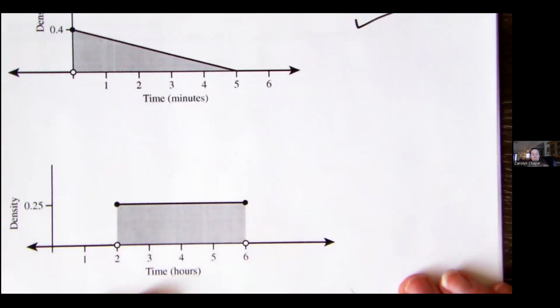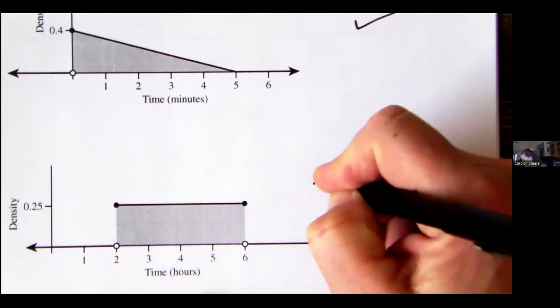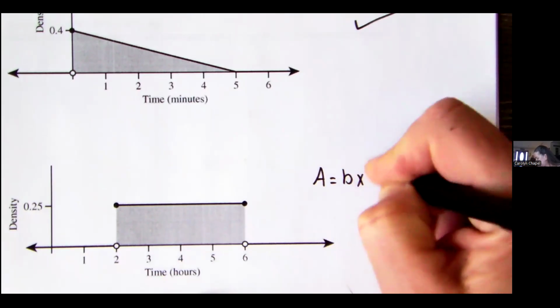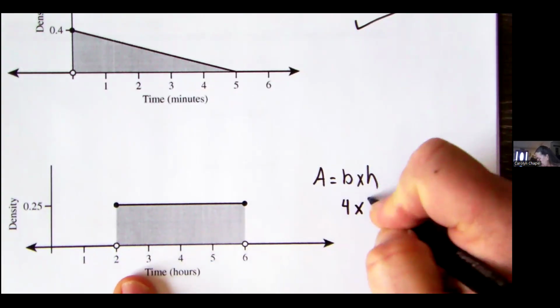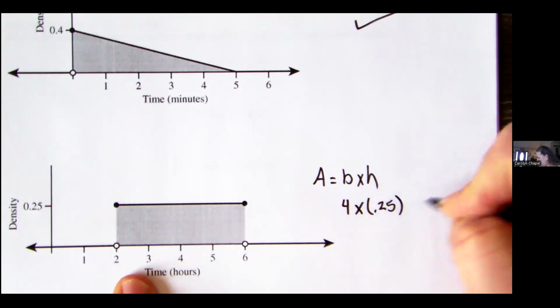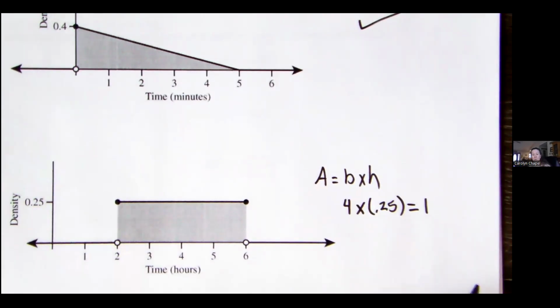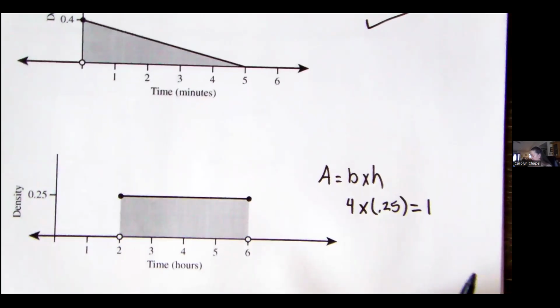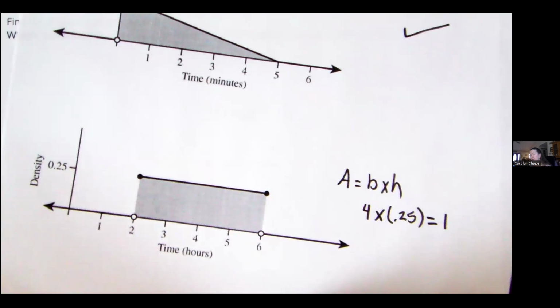Here is our last example to check. Again, it is a rectangle, so the area is base times height. Our base, we're going from 2 to 6, so we have a base of 4 times a height of 0.25. If I multiply those together, I do get the value of 1. So this also could represent a continuous random variable. It could be the density curve for a random variable to get probabilities from.